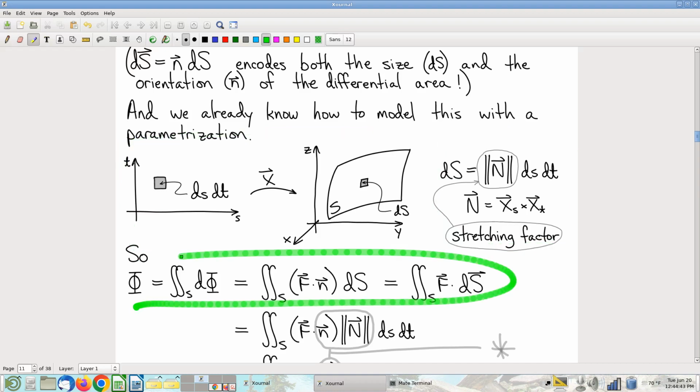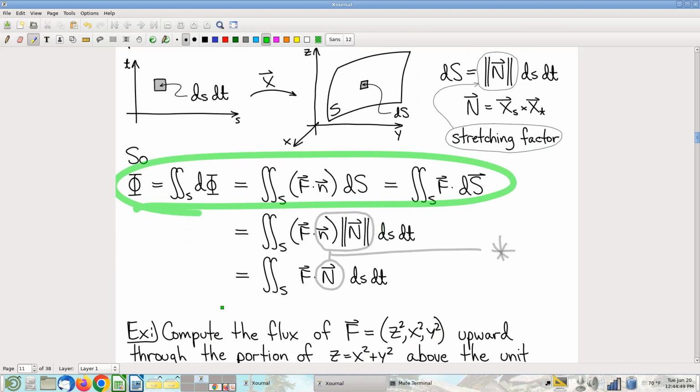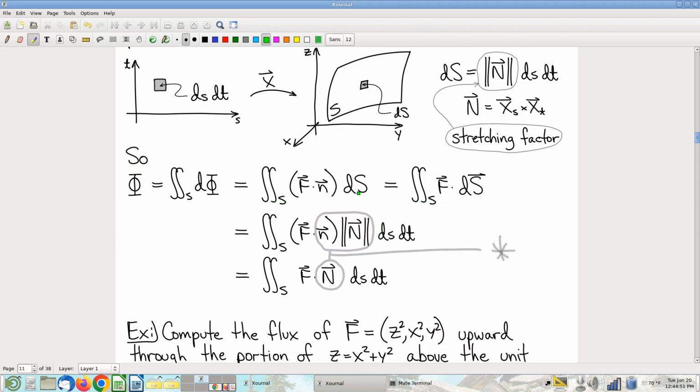Here's the development that we wrote on the previous page. That's just all recopied. And let's see here, our ds, as discussed in the previous section, our ds is the magnitude of capital N times ds dt. Now notice I can group these together.